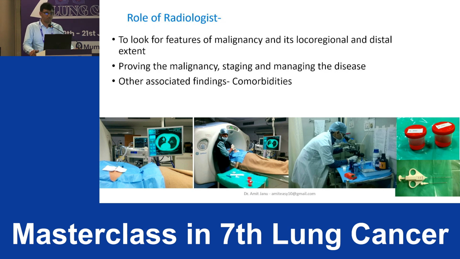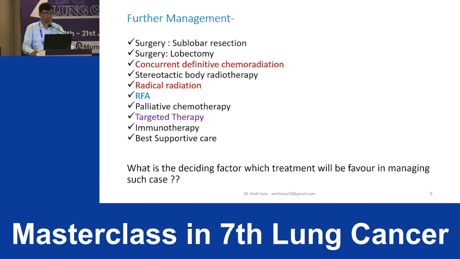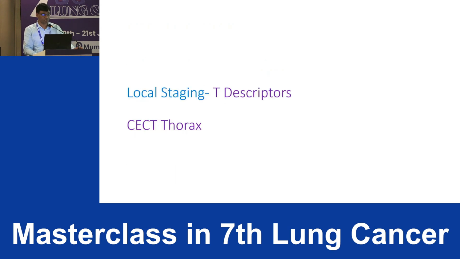So the main thing is that once it is known that there is a malignancy, we have to assess whether it is loco-regionally involving some structure or has some distal extent as well, and whether we have to prove it with some kind of image-guided biopsy and then stage. Then we have to mention the associated comorbid conditions, because a lot of things come to mind: whether the patient might go for surgery, radiation, RFA, palliative therapy, targeted therapy, immunotherapy, or directly upfront best supportive care.